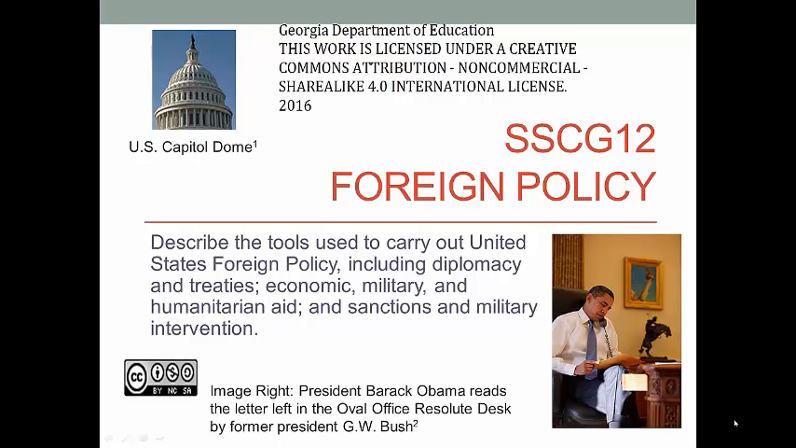This is CG12, Foreign Policy. Describe the tools used to carry out United States foreign policy, including diplomacy and treaties, economic, military, and humanitarian aid, and sanctions and military intervention.